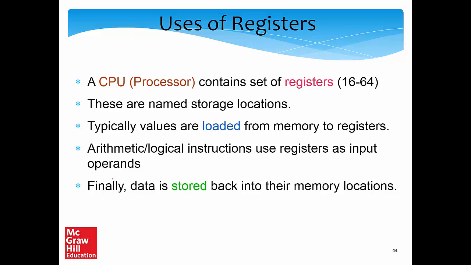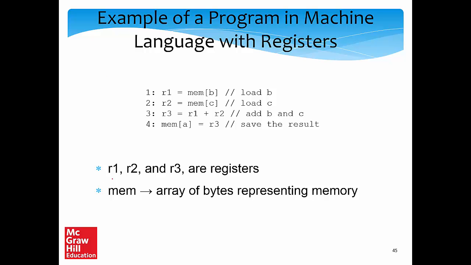We do whatever we want to do with them with our arithmetic and logical operations that a processor supports. Finally, data is stored back into their memory locations. So, a simple example over here. It is a tradition to write registers as R1, R2, R3 and so on.